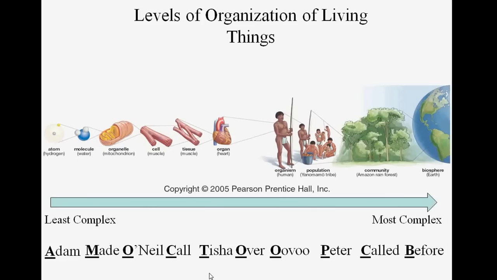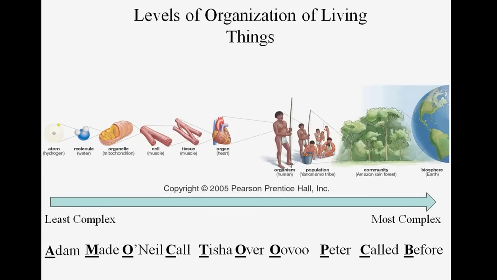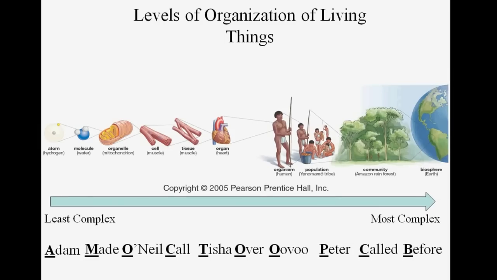Peter called before. So, let's start off with the least complex, which of course is the atom. Alright, then when two or more atoms join together, you get a molecule. Then when you get multiple molecules, you get an organelle. You guys learned your organelles, your mitochondria, your ribosomes, your lysosomes, your nucleus. These are your organelles. And remember, those organelles come together and make cells.